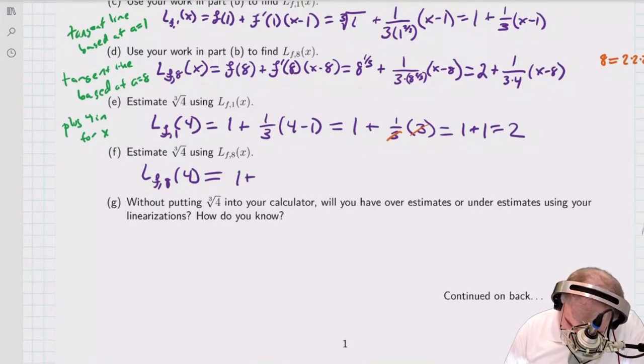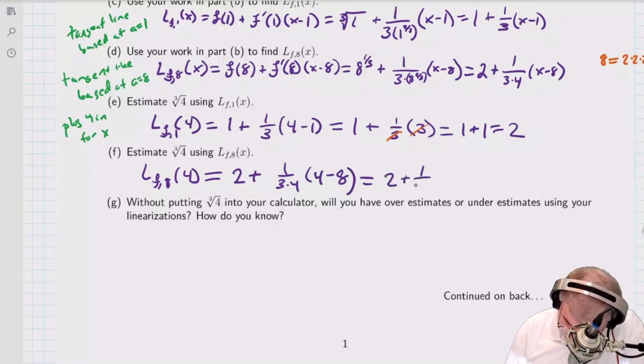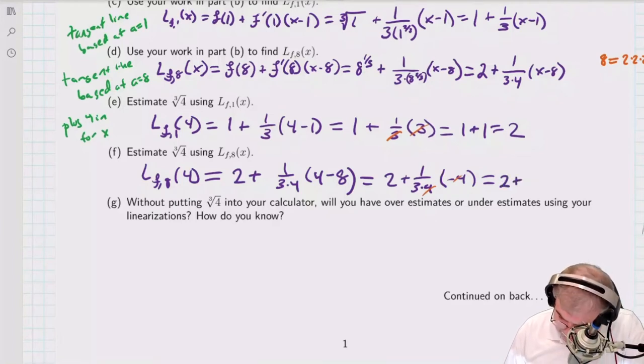One plus 2. I'm using the wrong function. 2 plus 1 third times 4, x minus 8, x is 4 here, equals. Now, when I do this math here, I'm going to get 1 plus 1 over 3 times 4 times, this is negative 4. Well, that's kind of nice because those 4s are going to cancel for me. And I wind up with 2 plus minus, because that negative is there. I'm going to wind up with 2 minus 1 over 3.